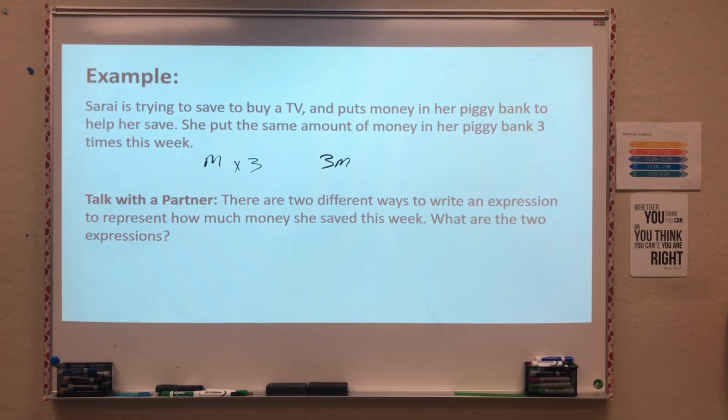So like savings for S, right? You can use that same letter M. If I was saving money right now, and I'm trying to buy a TV, and I save that money 3 times this week, so I just put S times 3 for that too, or no? All you've done is change the letter we're using, but it's the same idea as M times 3.